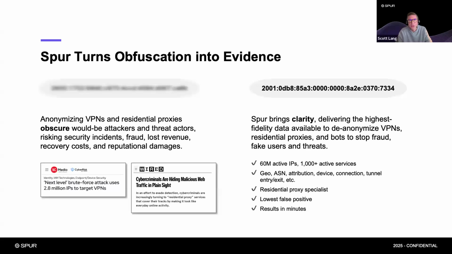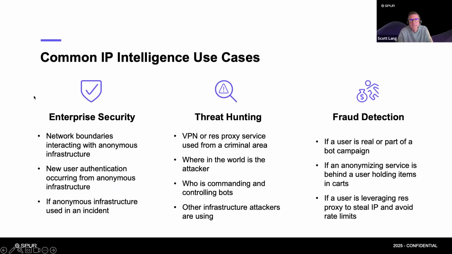accelerate your investigations. As Riley talked about, we're a residential proxy specialist, and our expertise in that space enables us to deliver high quality data to help you move your investigations along. We've got a low false positive rate and high levels of accuracy, and the way that Spur is set up is to get you results in minutes, to get you the download and your integration set so that you can start manipulating data and analyzing.